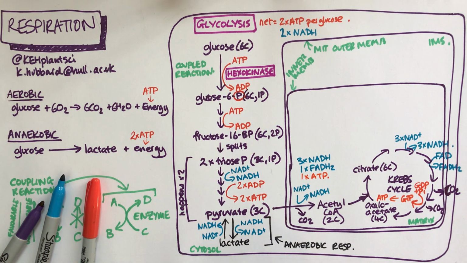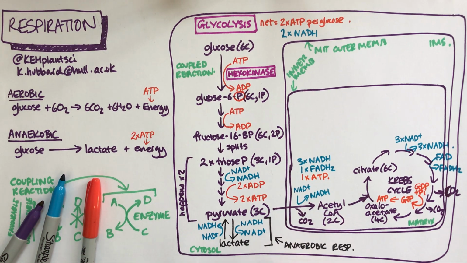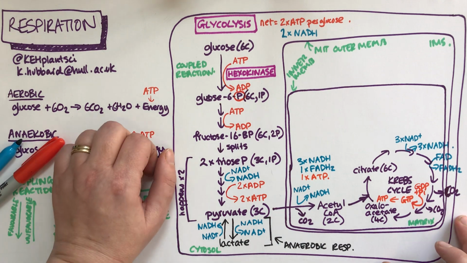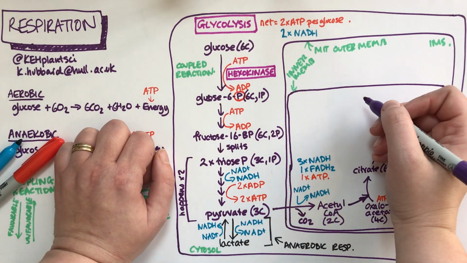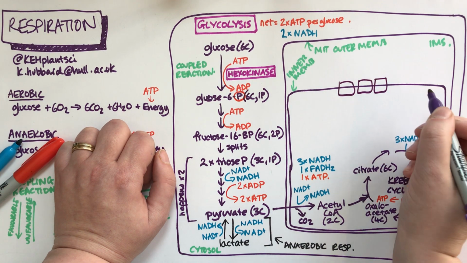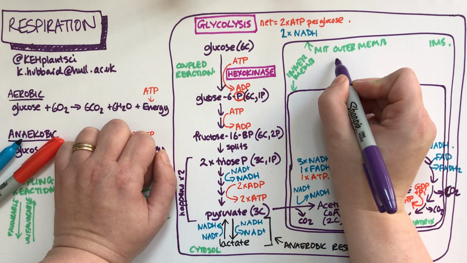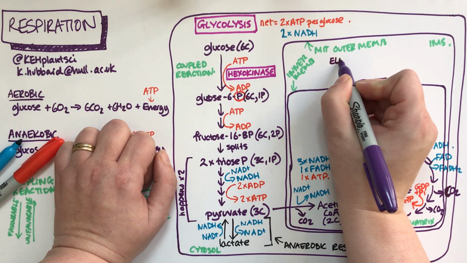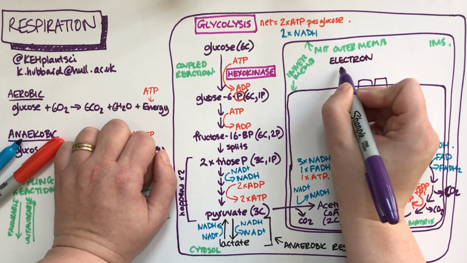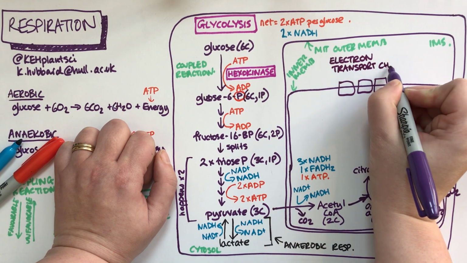So where are they going to carry the energy to? Well, most of the energy, so ATP can then just go off and do whatever it needs to do. But this NADH in particular needs to go to another process which is happening at the inner membrane of the mitochondria. So we have a bunch of proteins in the mitochondrial inner membrane, which are referred to as an electron transport chain.